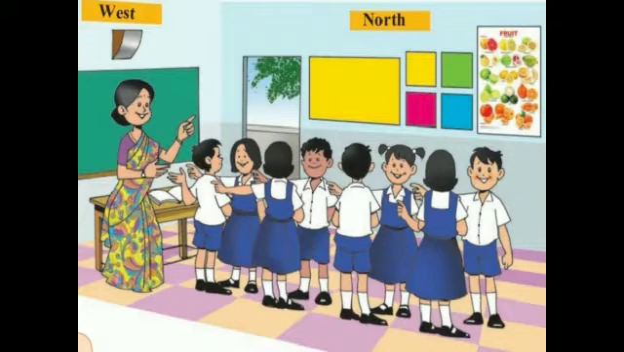Stand in two equal rows in classroom or at home facing each other. Now tell the girl or boy standing in front of you the answers to the following questions. First question is, on which side of you is the blackboard? Second question, on which side of you is the main door of the classroom? And third, on which side of you is the teacher's table?